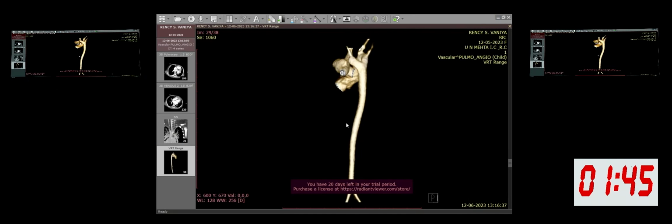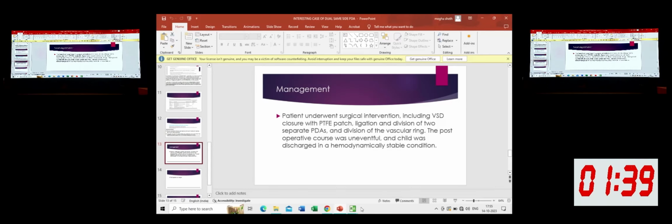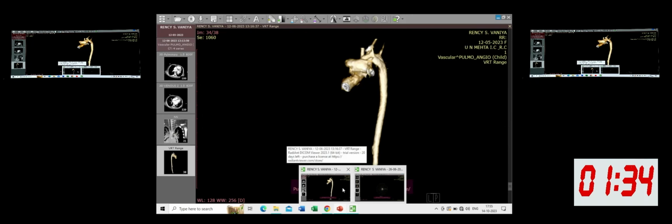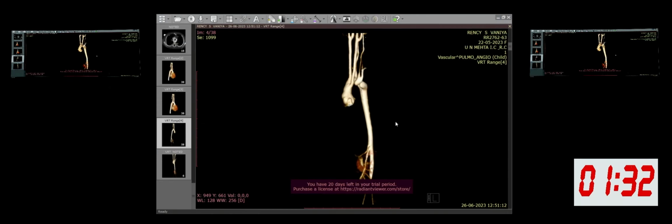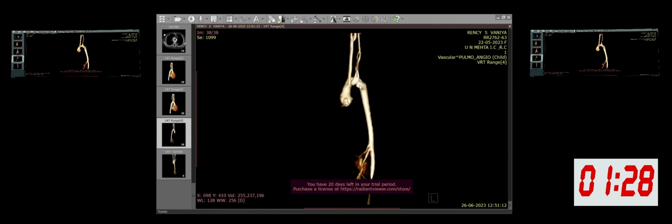So the post-op scan was also performed. I'll just minimize this. So these are the post-op volume rendered images, and we can see both the PDAs are divided, the compression is relieved, the patient is doing fine.